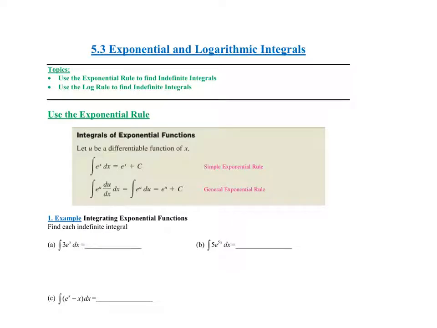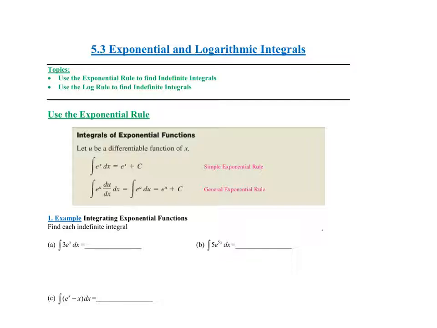Let's take a look at section 5.3 on exponential and logarithmic integrals. We're going to be able to use the exponential rule to find indefinite integrals and use the log rule to find indefinite integrals. So remember, integrals are anti-differentiation, the opposite.